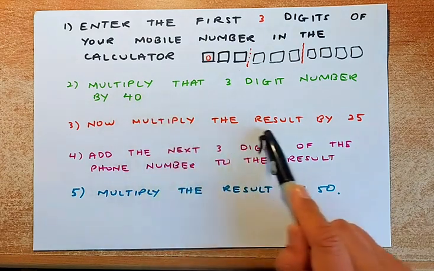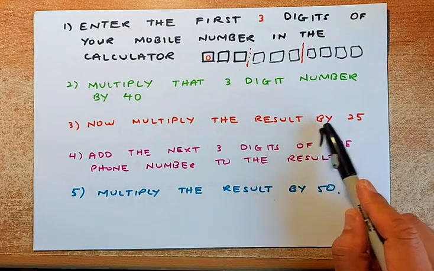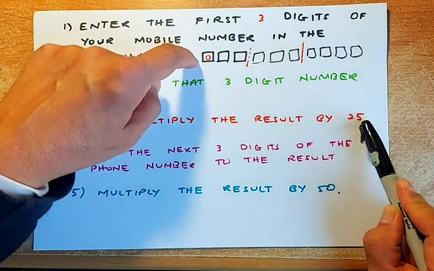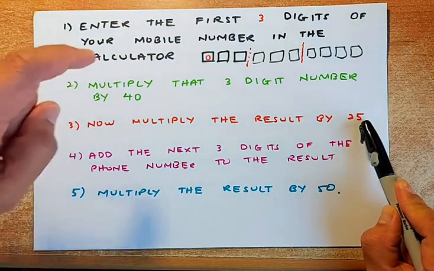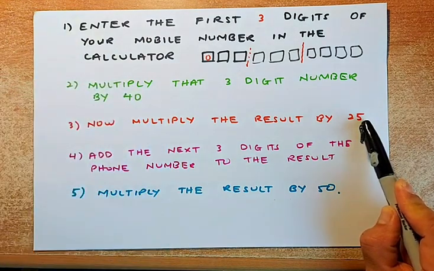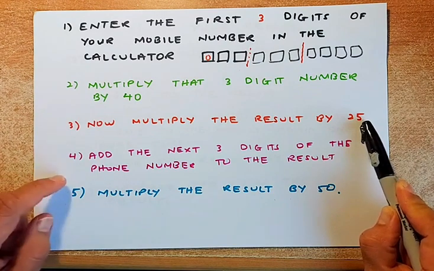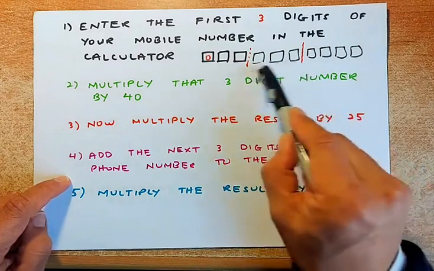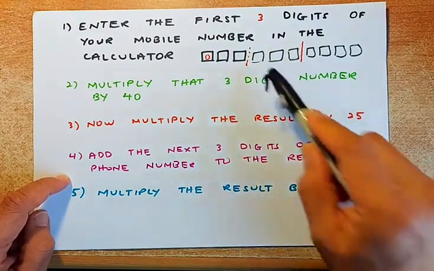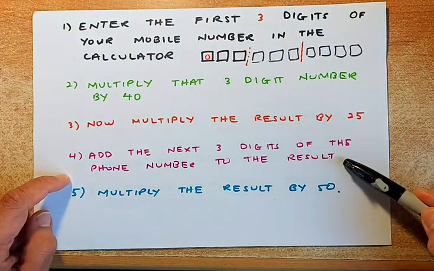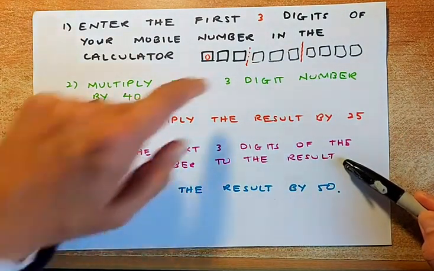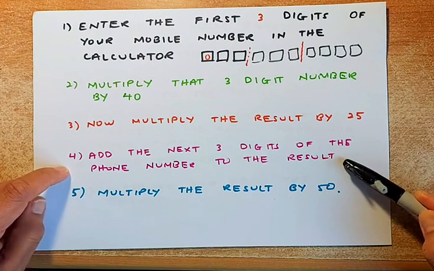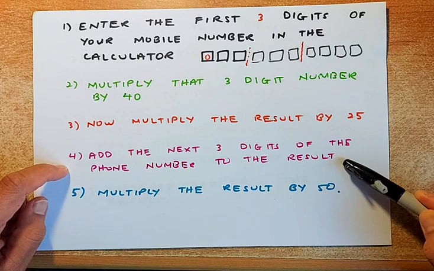Now you are going to multiply the result by 25. So first you enter the 3-digit number, multiply by 40, press equals, then multiply by 25, press equals, and you have another number. So far so good? Now the next step: add the next 3-digit number of your phone to the result. Make sure you write it down. Then don't forget to press the equals key.